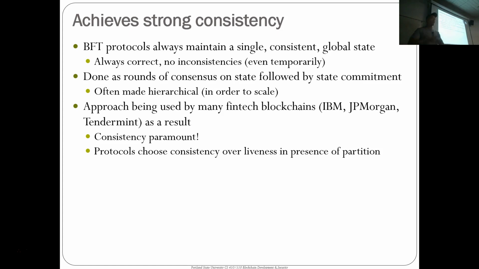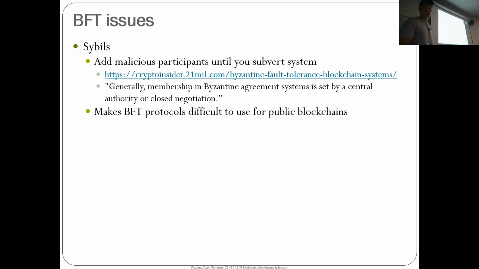Like, if you have half of your stuff in Europe and half of your stuff in the US, and you want both of those to be consistent, whenever someone cuts the Atlantic Ocean cables, you will stop trying to make progress on that state until that thing gets reconnected. You're always wanting all of your replicas to agree to one consistent state. Okay? This is completely different than what we'll see with Bitcoin. Okay. There are some issues, though.